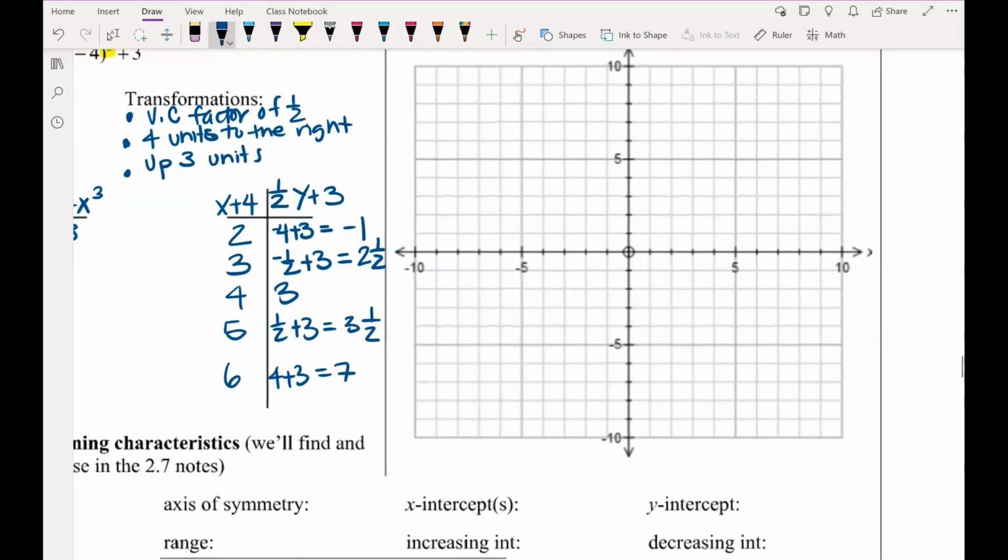Ready? 2 is going to be negative 1. Oh, that's not 2. Duh. 2 is negative 1. 3, I'm going to go up 2.5. So check and check. 4 up 3. 5 is now 3.5. 6 all the way to 7.